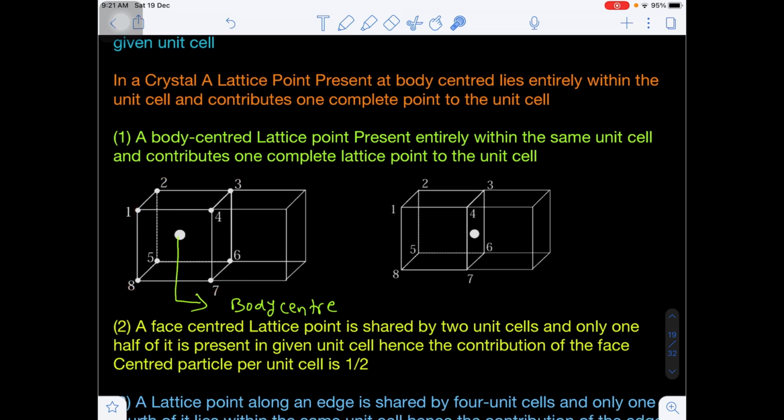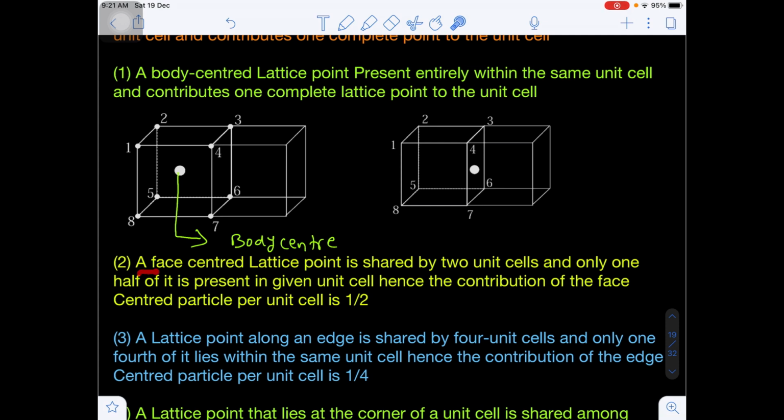Now come to the next location of the lattice point, that is the face center lattice point. Let's suppose I am considering one unit cell with corners 1, 2, 3, 4, 5, 6, 7, 8. If you consider this face of the unit cell, and this is the lattice point which is a face center lattice point, it will be shared by the left side unit cell and the right side unit cell. That means there are 2 unit cells sharing the face center lattice point. Are you getting my point? This lattice point is called face centered.